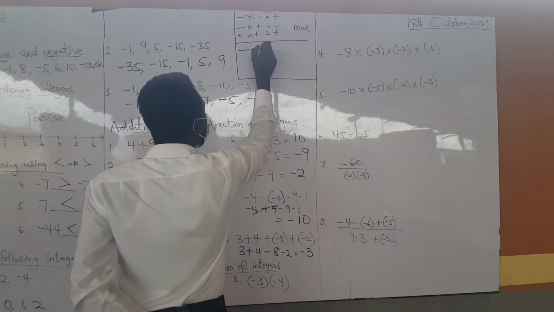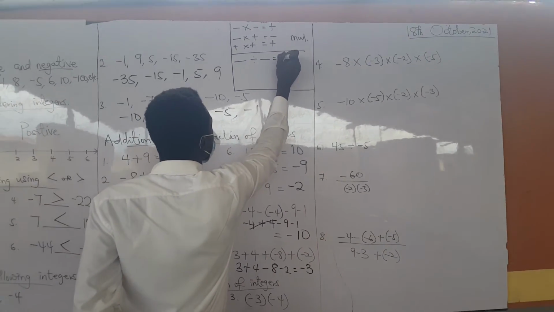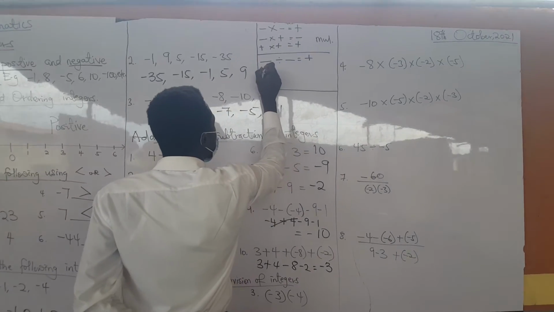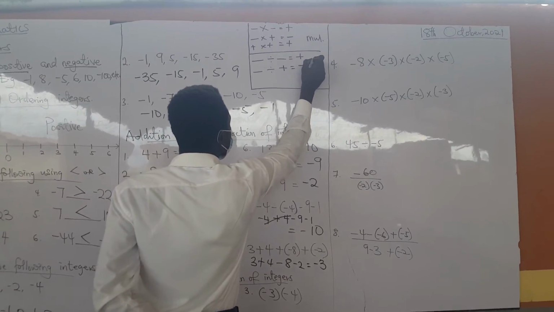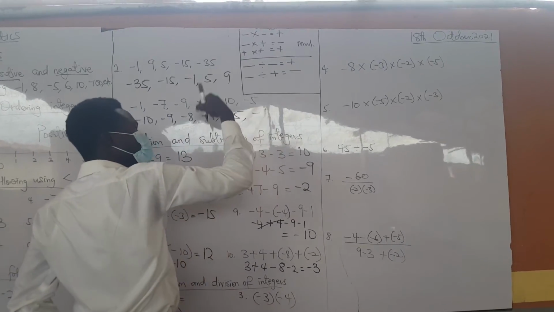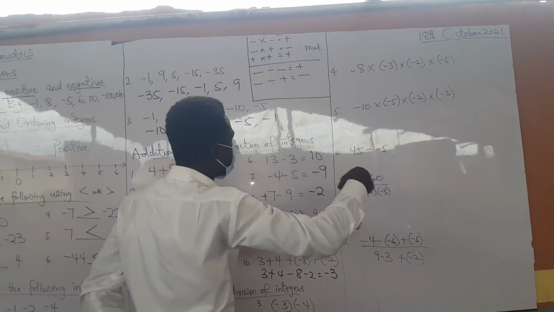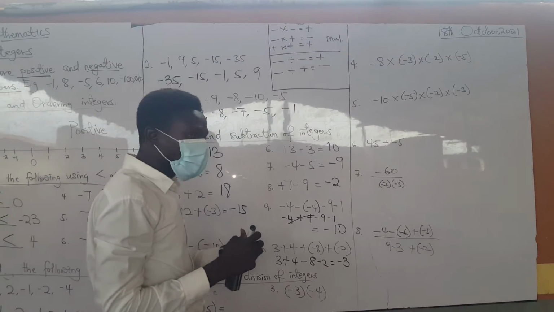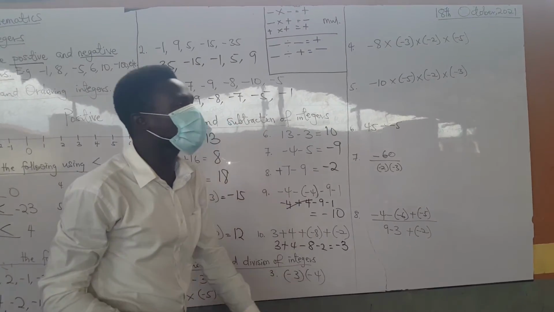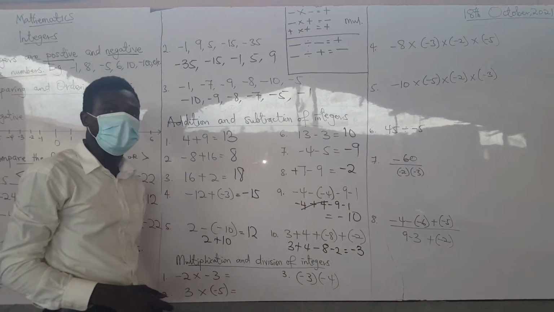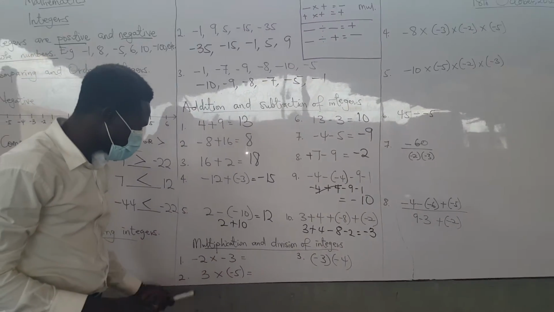When it comes to the division, it is the same thing. Negative divided by negative is equal to positive. Negative divided by positive is equal to negative. And positive divided by positive is positive. So if we are able to understand this, in multiplication and division, we won't suffer. So let's take the first question.